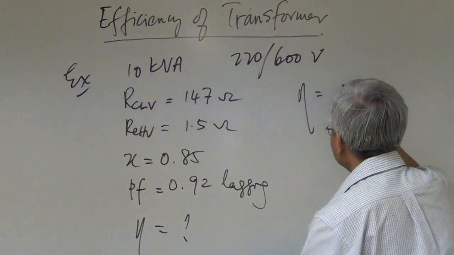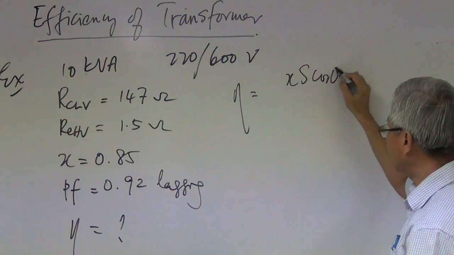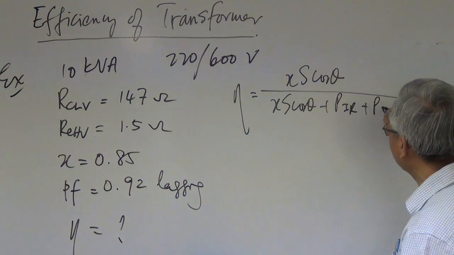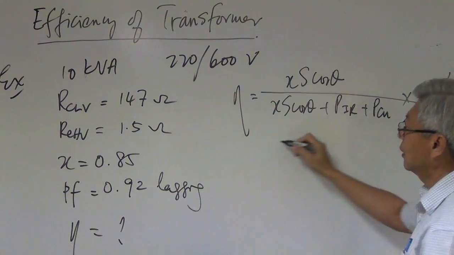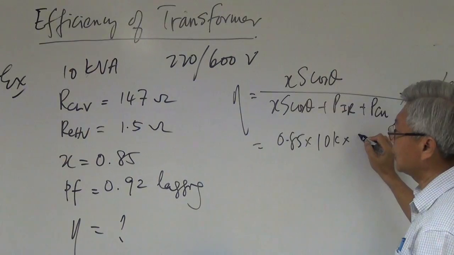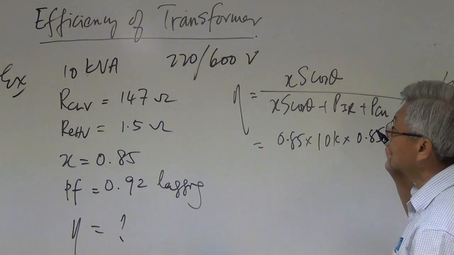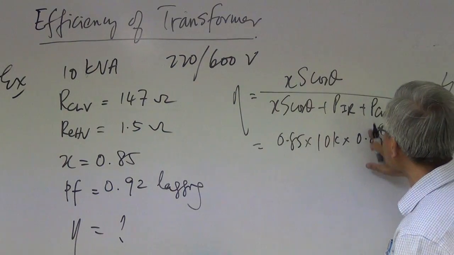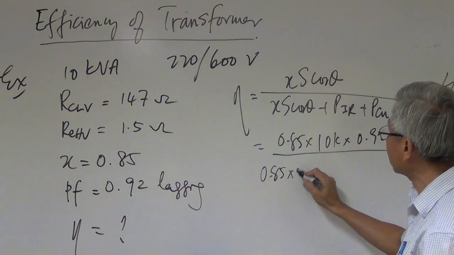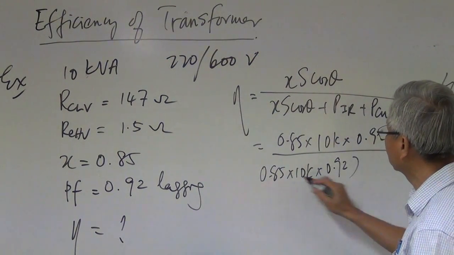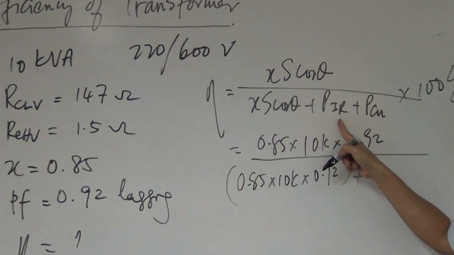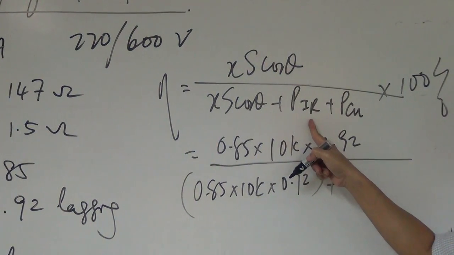Okay? Alright, so what do you do? You say efficiency is equal to XS cosine theta divided by XS cosine theta plus iron loss plus copper loss multiply 100%. The fraction 0.85, my apparent power is 10 kVA, and my power factor is 0.92. Okay? And divided by 0.85 times 10K times 0.92. Right? Plus, how do I calculate the iron loss? Can you still remember it's a parallel circuit, so you use V square on R. Yeah? V square on R.